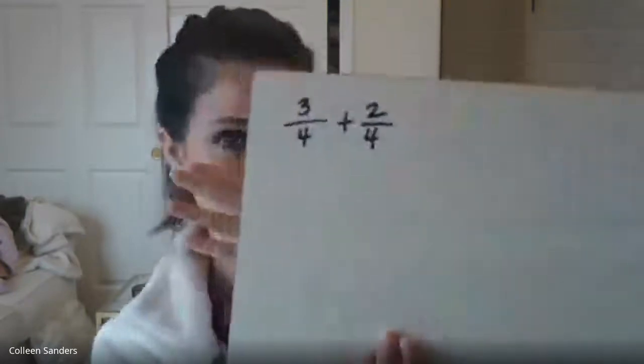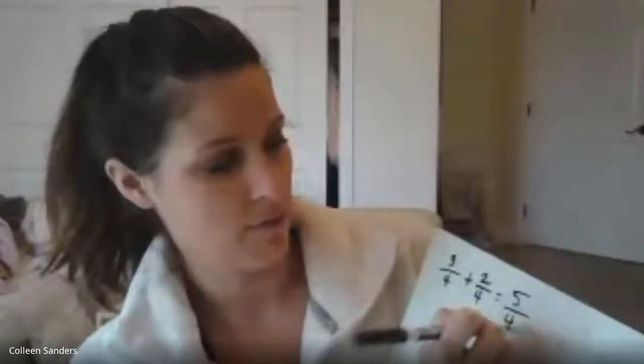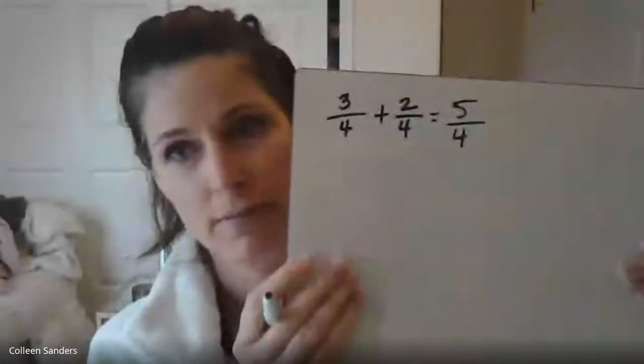Okay, so adding and subtracting is just like when you do this with normal fractions. Like if I gave you 3/4 plus 2/4, they have the same denominator, so you can add them, and that would be 5/4. That works because you have the same denominator.